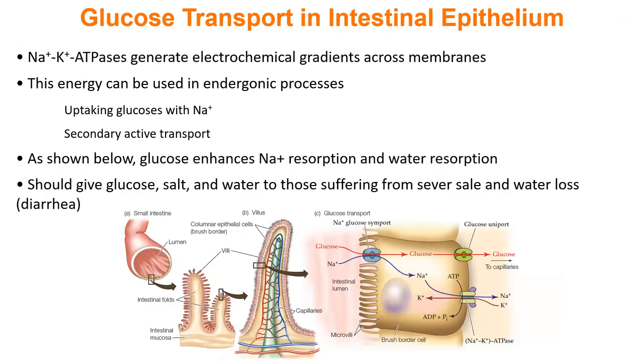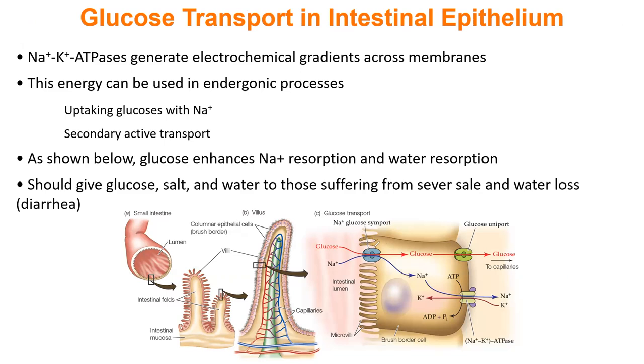Okay. Now we're going to just finish off our talk about transporters here by looking at the glucose transport system. And we're going to look at what's called secondary active transport. Now, let's focus on the image, and then we're going to talk about what I mean by secondary active transport. So here we're going to actually start on image C.